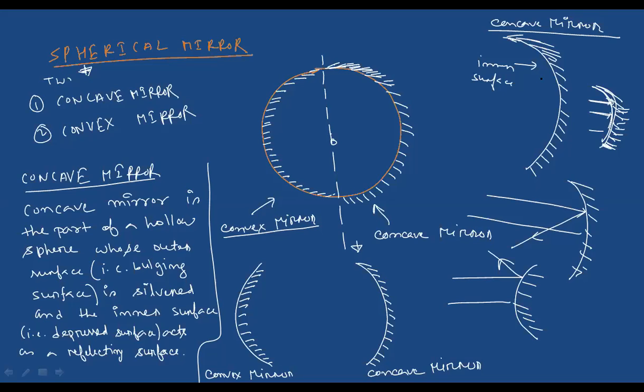So this is the concave mirror. Here the inner surface is your reflecting surface, and the outer surface is coated. In case of convex mirror, the outer surface is the reflecting surface. The inner, depressed surface is coated or silvered. Okay, so this is the concave mirror. Now write down the definition of convex mirror.